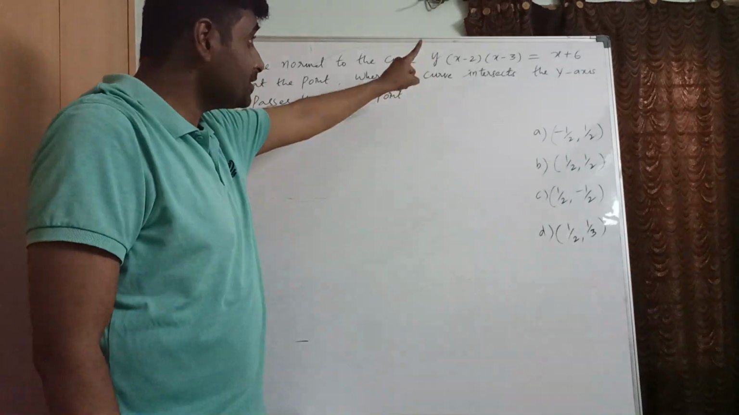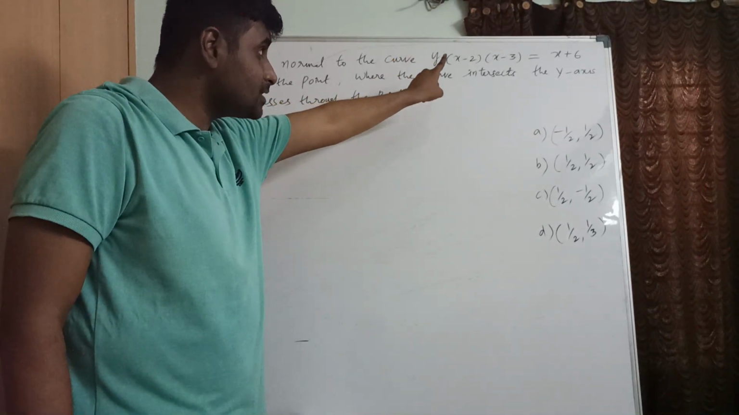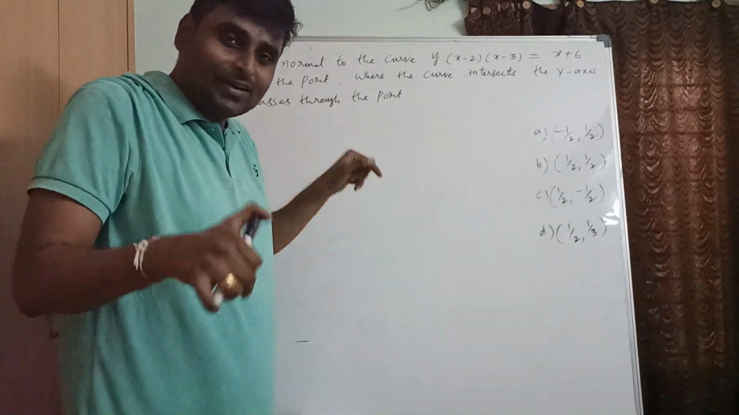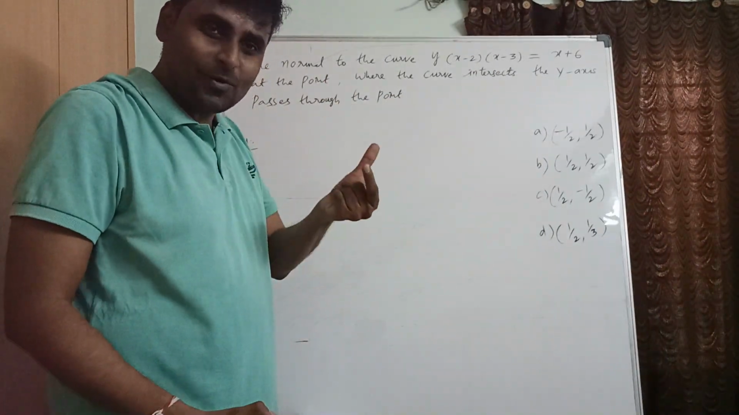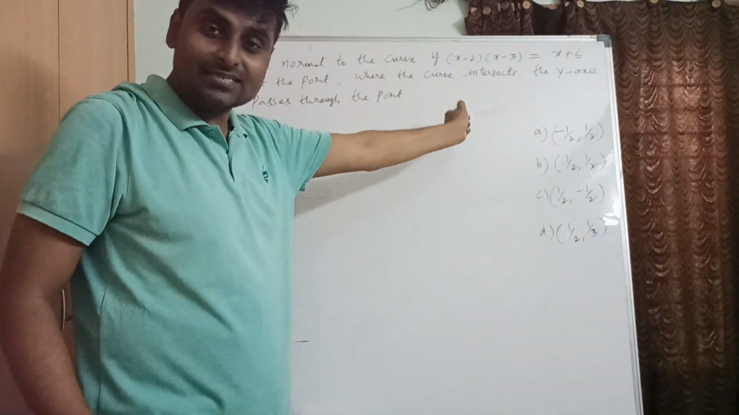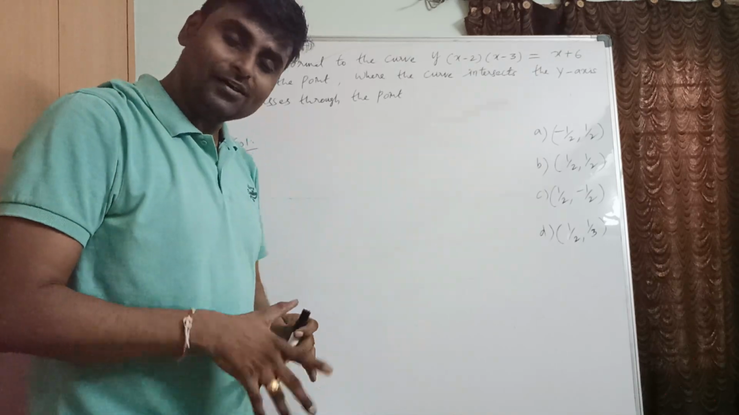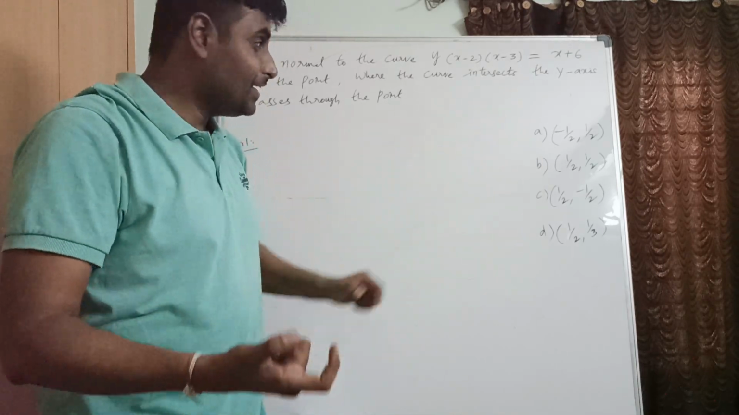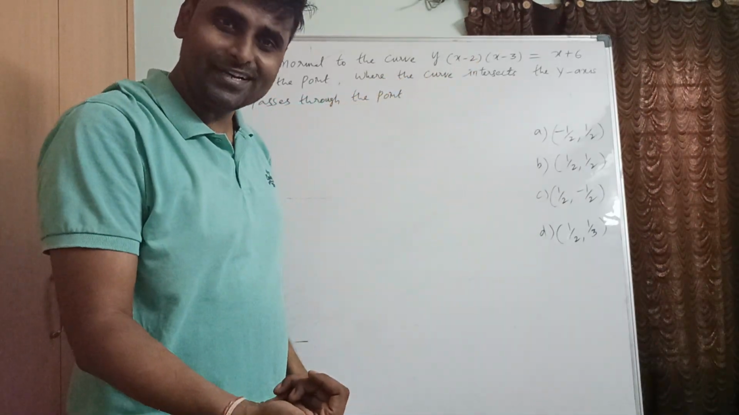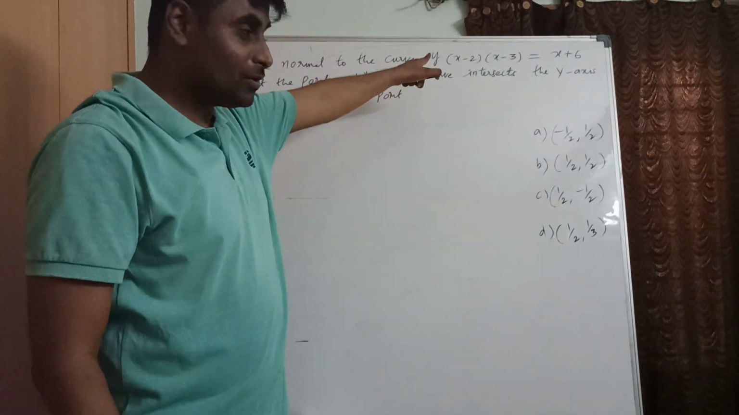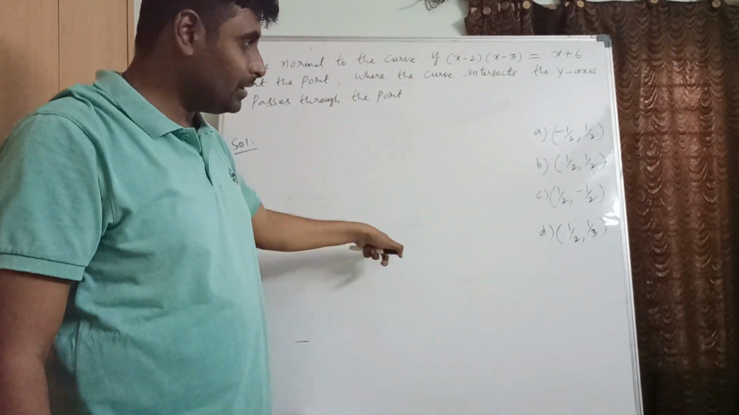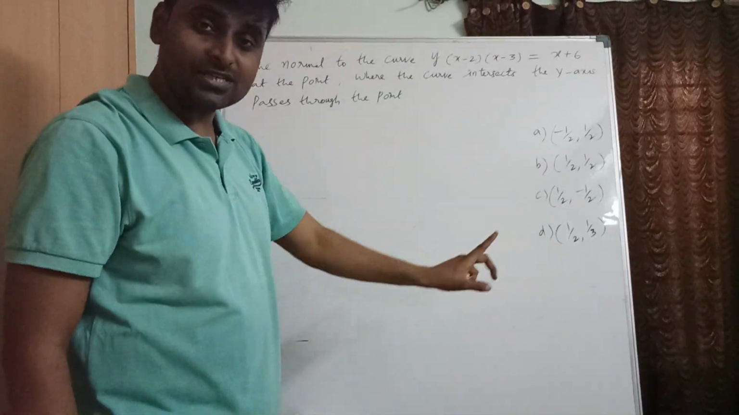Clear? And what was the given curve? y into x minus 2 into x minus 3 equals x plus 6. At the point, how can you find the point of contact? It is the point where this curve meets the y-axis. Generally, on the y-axis the x coordinate is 0. If I substitute x coordinate 0, obviously we will get the y coordinate. So that will be the point. Done. Then we can differentiate and substitute the point, then we can get the equation of normal. We can verify with the options in the end.